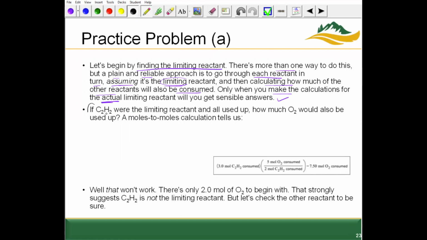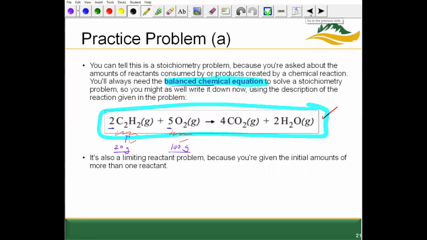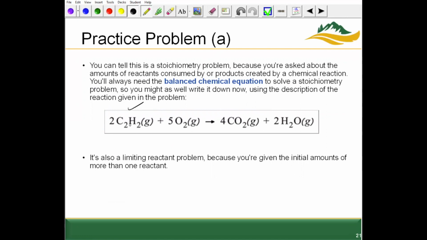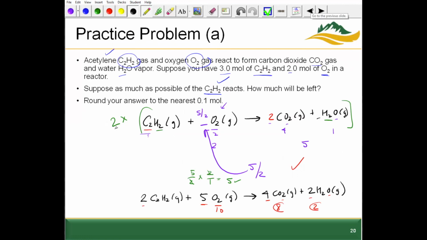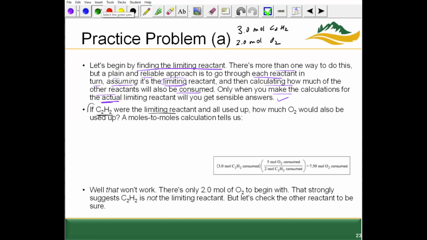Let's ask if C2H2 were the limiting reactant. So let's assume out of our two options, let's go ahead and assume first that C2H2 is the limiting reactant. If this is the limiting reactant, let's see how much O2 gas would be consumed. From the problem, we have 3.0 moles of C2H2 and 2.0 moles of O2. So let's start with the given amount of moles of C2H2, and let's go on assuming that's the limiting reactant. So 3.0 moles of C2H2.